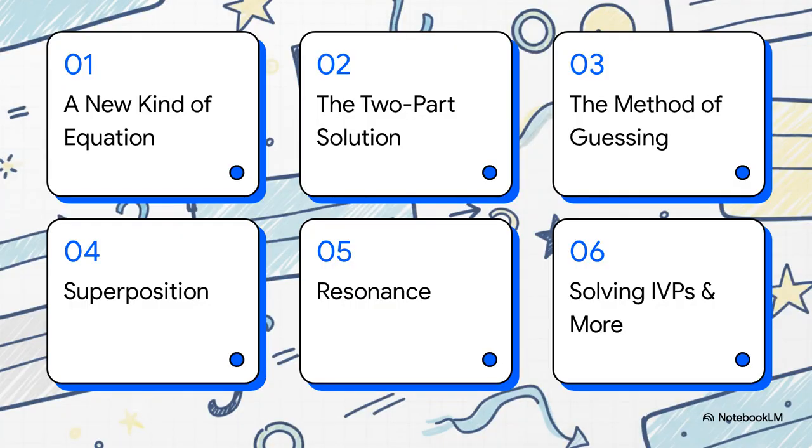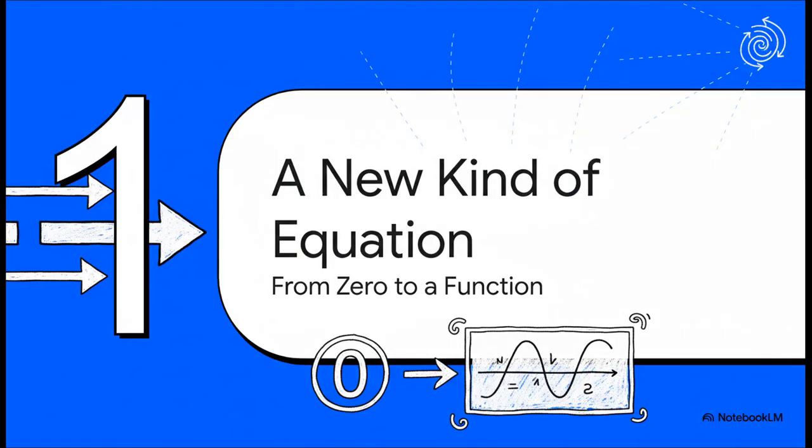So here's our game plan. First, we're going to see what makes these new equations tick. Then, I'll show you the two-part master plan for finding the solution. After that, we get to the fun part, the art of the educated guess. And maybe most importantly, we'll cover the critical fix for when our guess runs into a very specific kind of trouble.